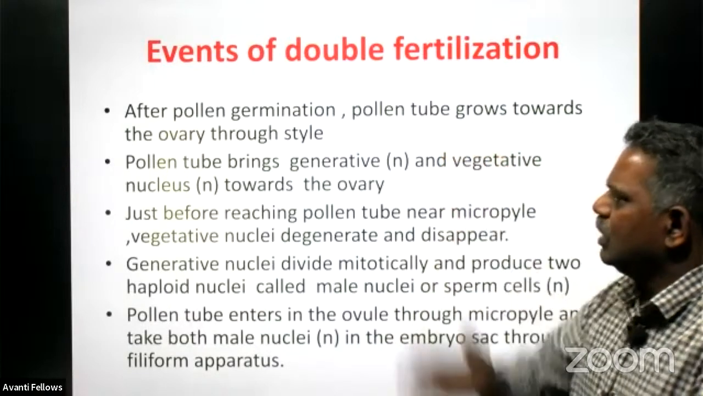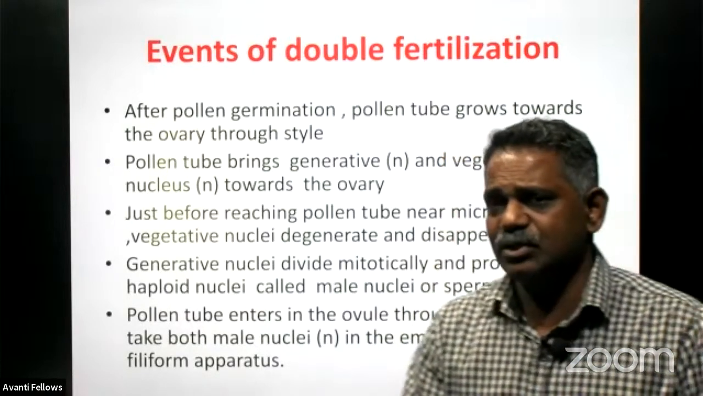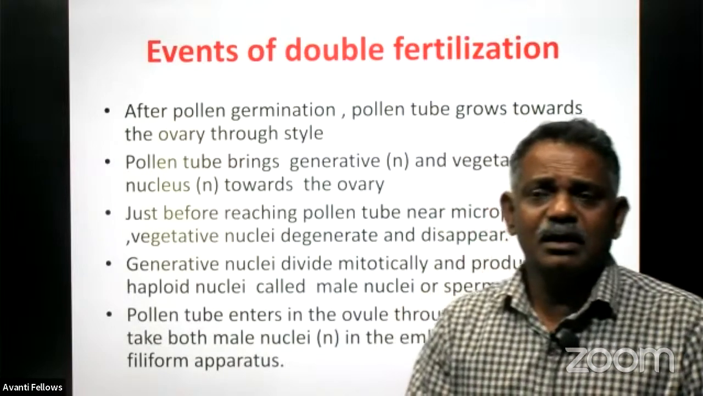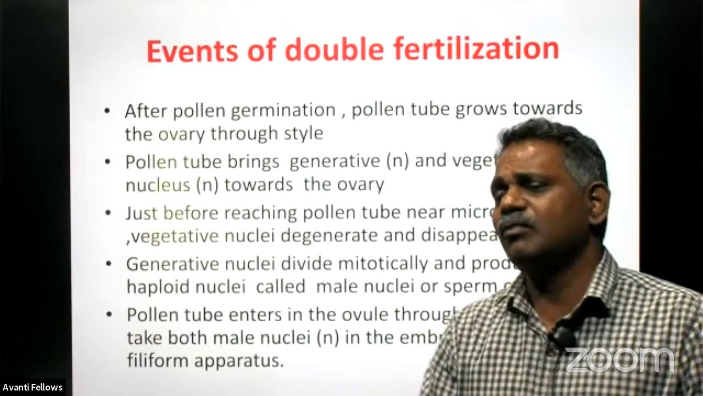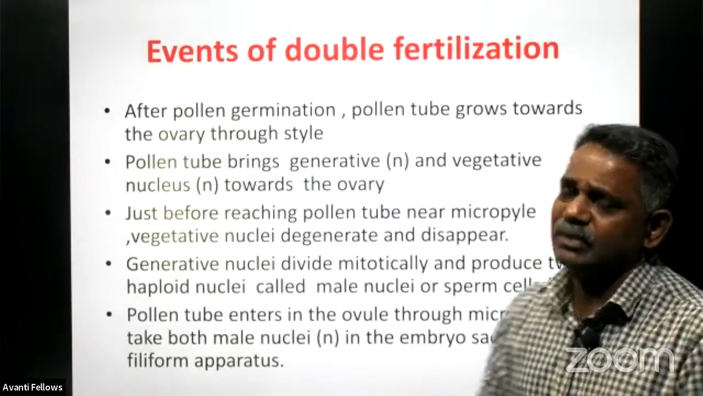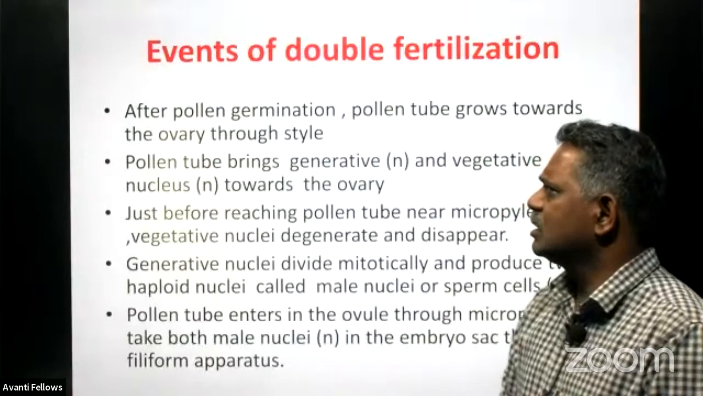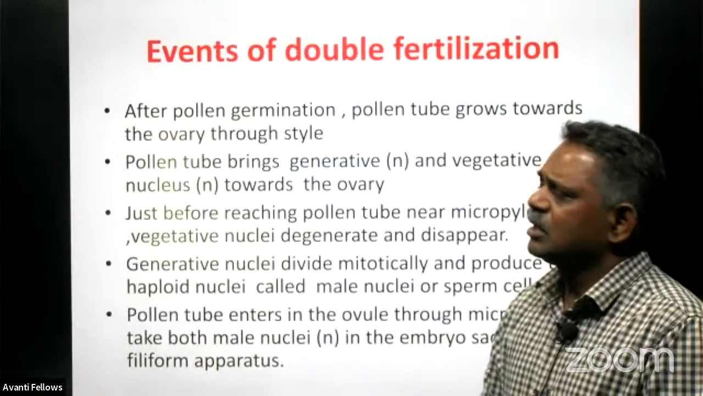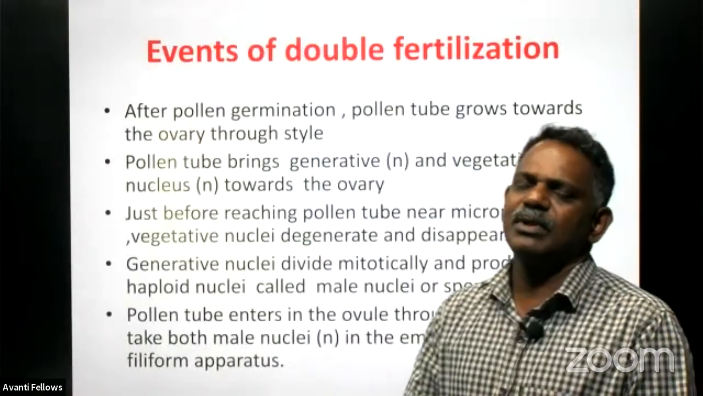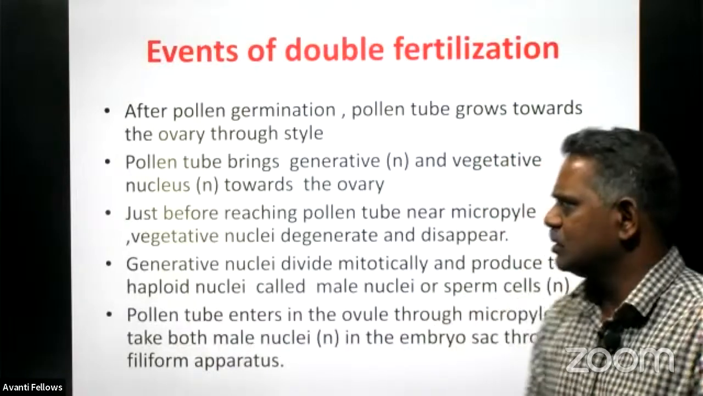Then we come to the real process of fertilization happening in the angiosperm, and we call it the double fertilization. We will see why it's called double fertilization, and this is the special type of fertilization happening in the angiosperms.